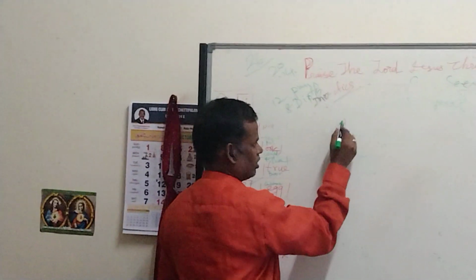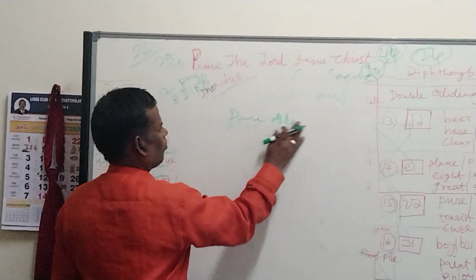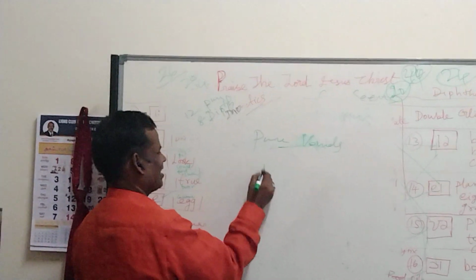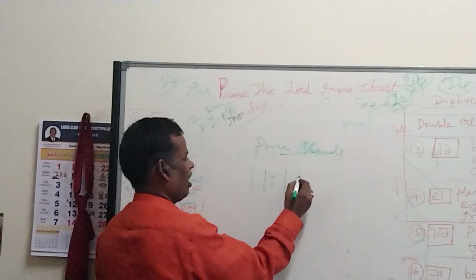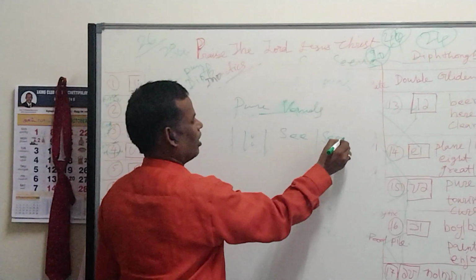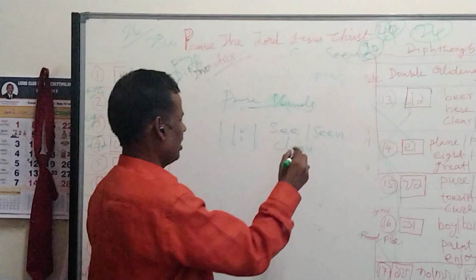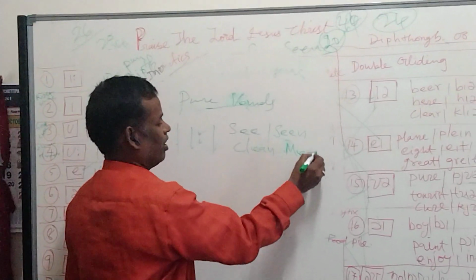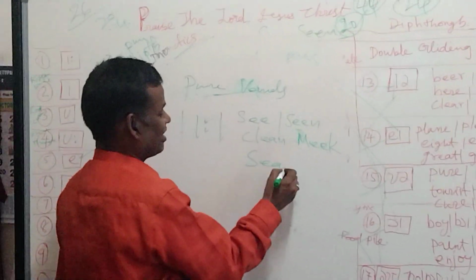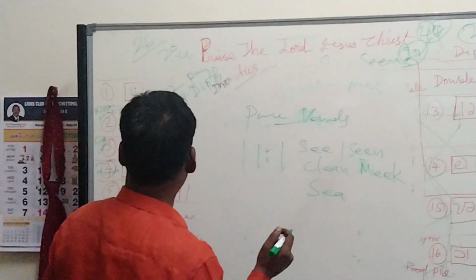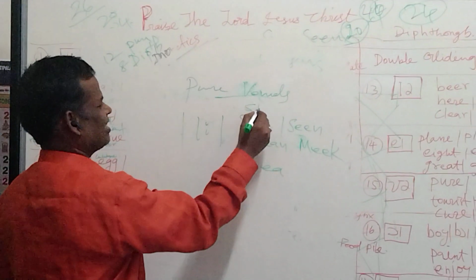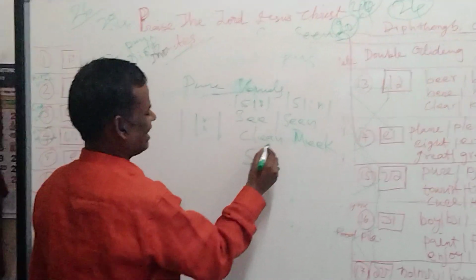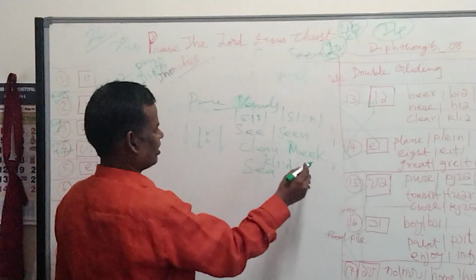Now I am going to discuss the pure vowel sounds. The first vowel sound is long E. E as in clean, C-L-E-A-N, clean, keen, keen interest, meek. Also see, S-E-A, and see, S-E-E, see. Then clean, clear, meek.